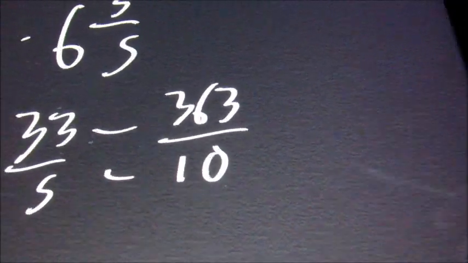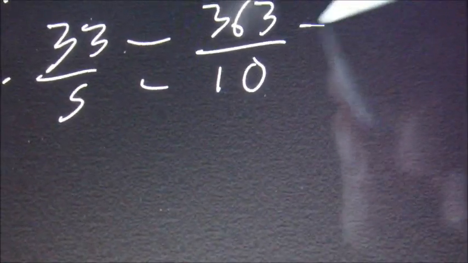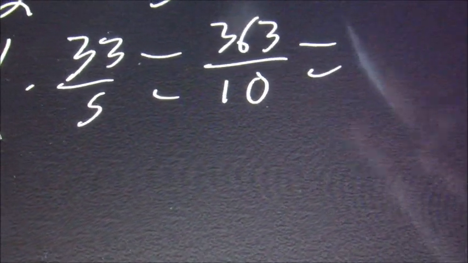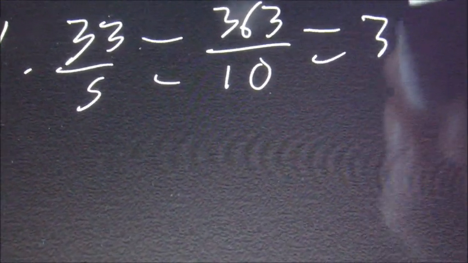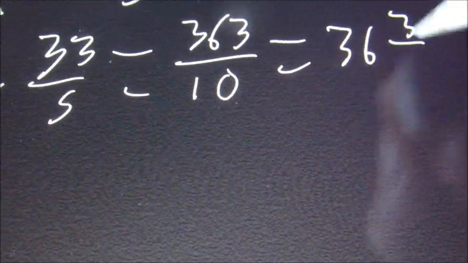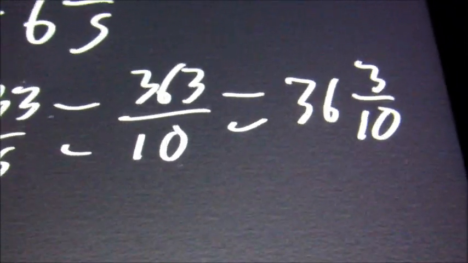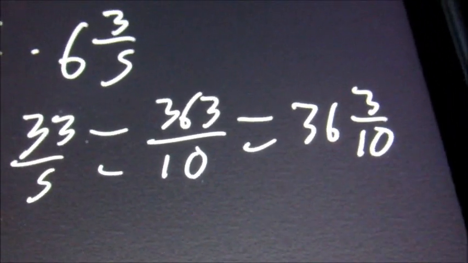But now we do need to go back to a mixed numeral. And when we do that, 10 will go into 363 36 and 3/10 times. So that's how we'll do those.